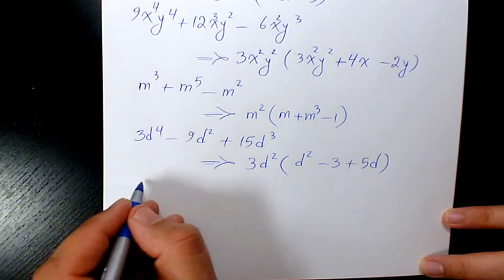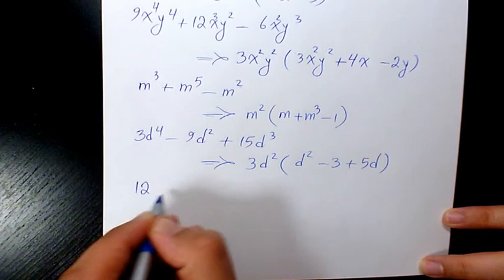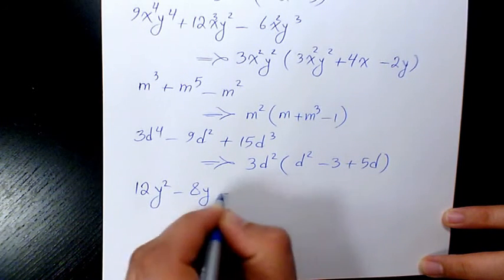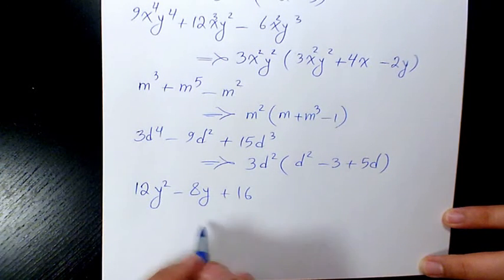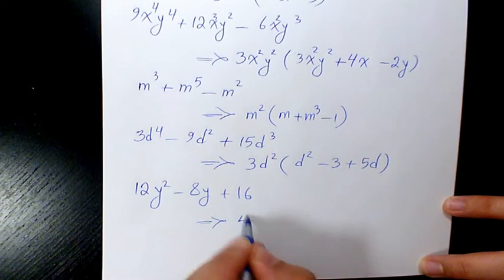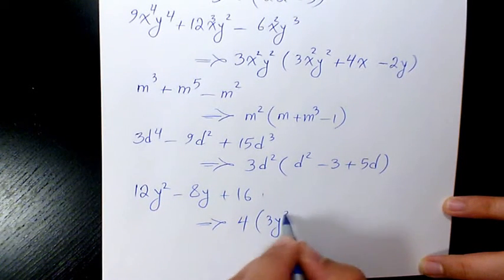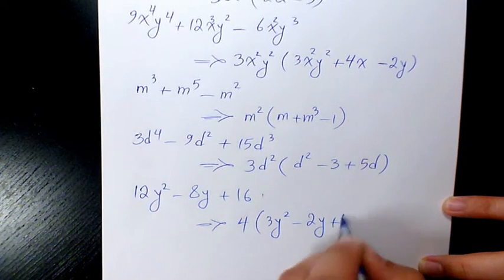Next one is 12y squared minus 8y plus 16. You can factor 4 here, not y, because this one doesn't have y. 3y squared minus 2y plus 4.